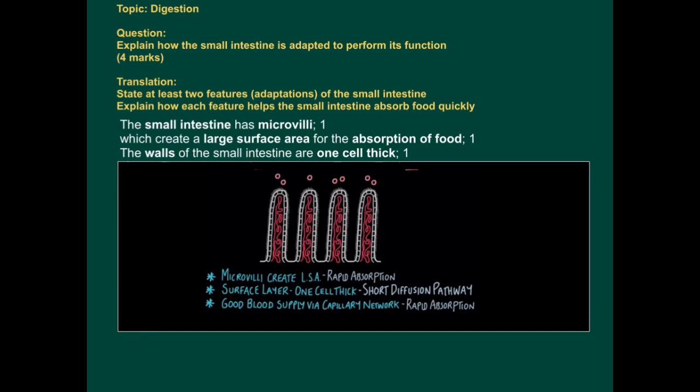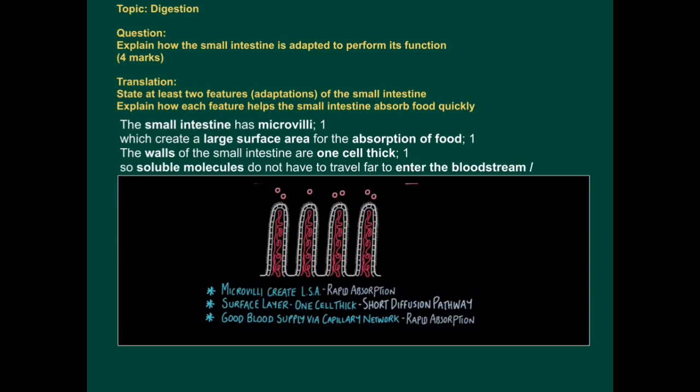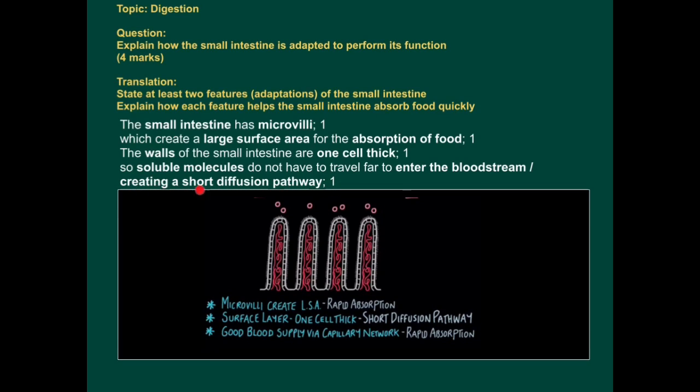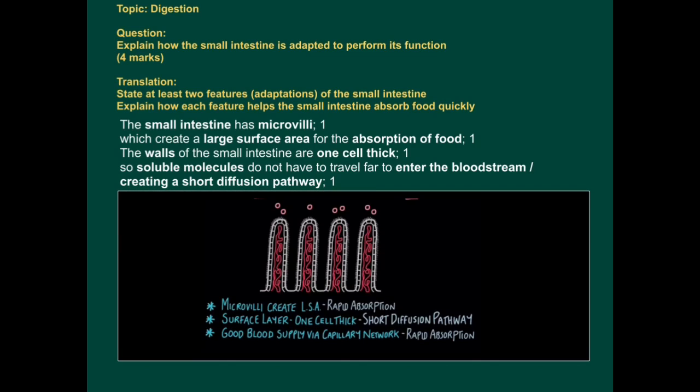Also, the walls of the small intestine are only 1 cell thick. This means that soluble food doesn't have to travel very far to pass into the bloodstream. You can say this in 2 ways. You can either say soluble molecules do not have to travel far to enter the bloodstream, or you can say it creates a short diffusion pathway for soluble molecules. That would get you 4 marks, but there are other adaptations you could focus on.